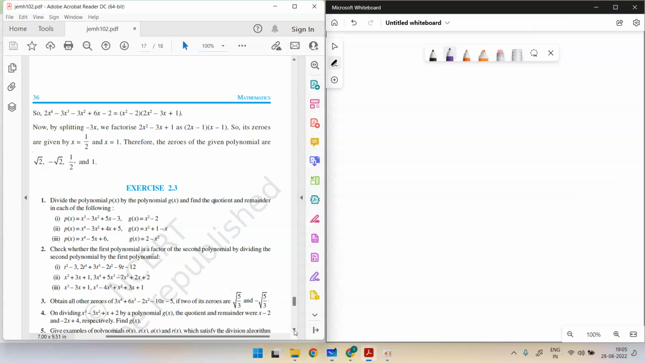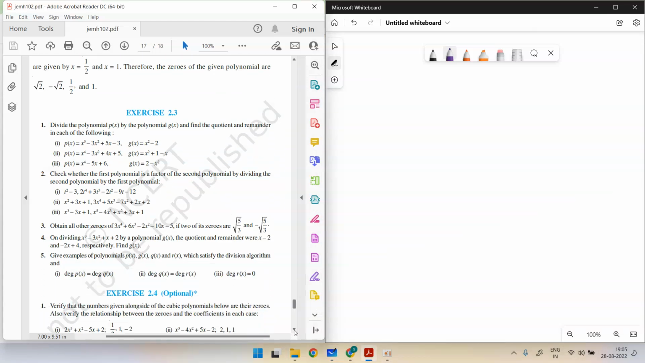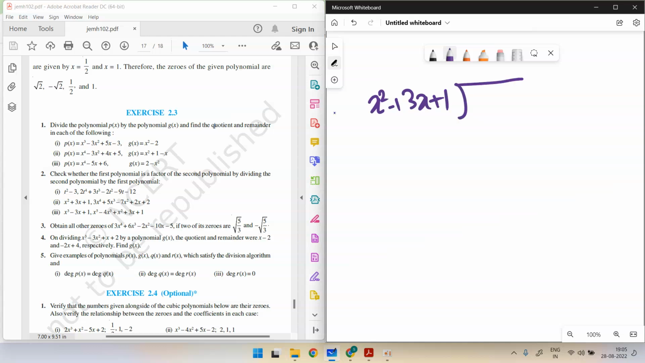Second question, second part. Now written in correct form, in decreasing degree: x square plus 3x plus 1, and 3x power 4 plus 5x cube plus 7x square plus 2x plus 2.